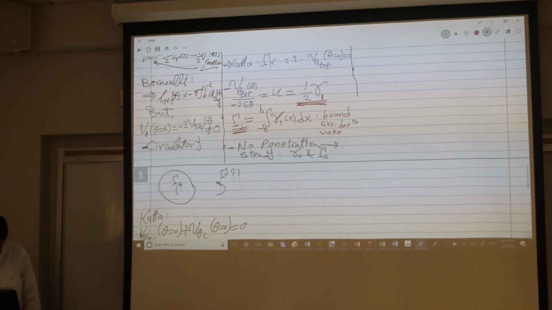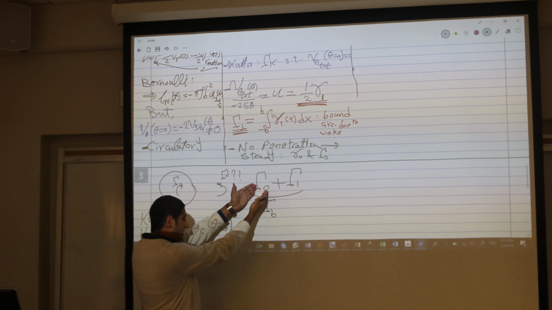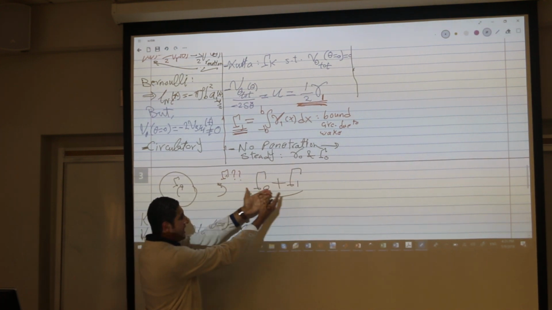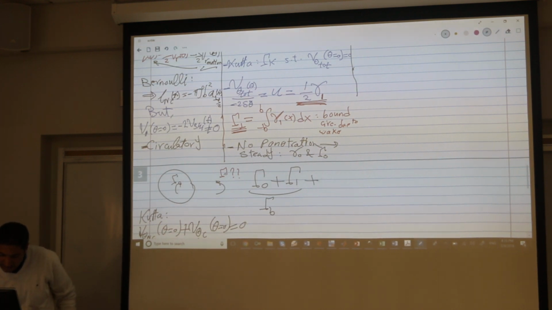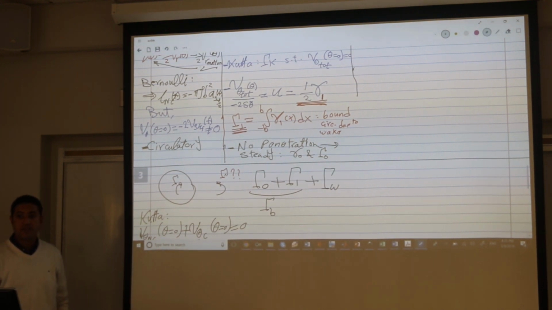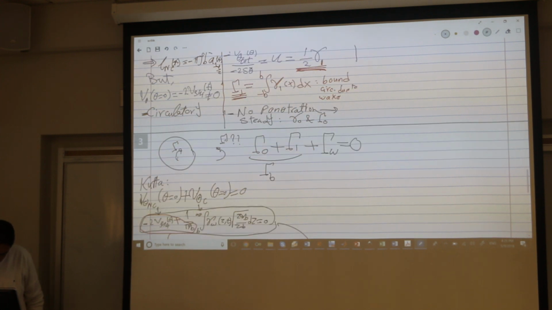So now we have, what do we have? We have gamma naught and gamma 1. This is bound circulation over the airfoil, due to airfoil motion, directly, steady version, and effect of the wake. So if you add to this gamma wake, this is the entire circulation in the flow. This should be equal to what? 0. And this immediately gives this here, which is the law of zero total circulation, conservation of circulation.